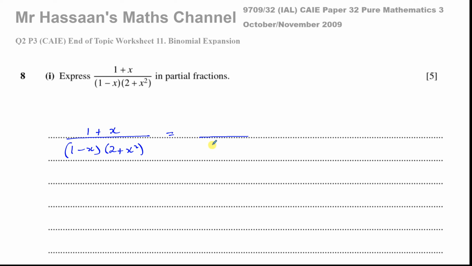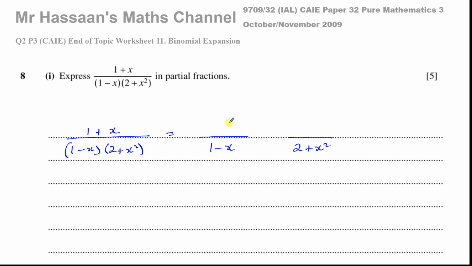And one of the factors is 1 minus x, which is a linear factor. And the other one is a quadratic factor. It's 2 plus x squared, or x squared plus 2. Okay, so first of all, the first thing we do, we check, is it a proper fraction? The numerator has an order of 1. The denominator has an order of 3. The highest power in the numerator is 1. The highest power in the denominator would be 3. If you expanded it, you have x cubed. So it is a proper fraction because the order of the numerator is less than that of the denominator. So you don't have a whole number or quotient part, but you have 2 proper fractions.